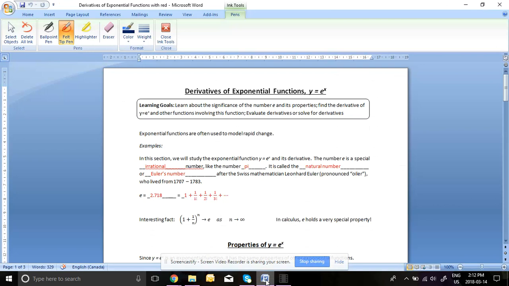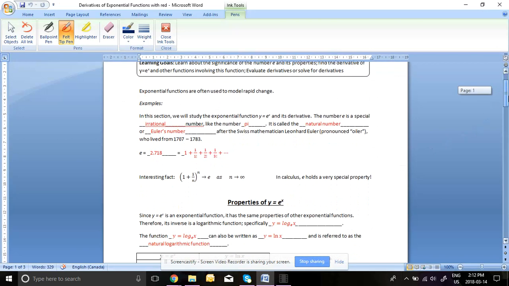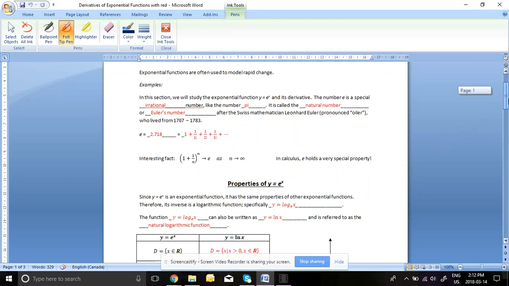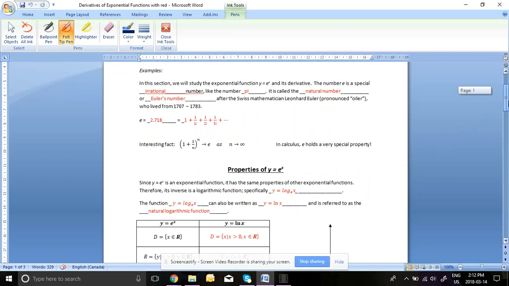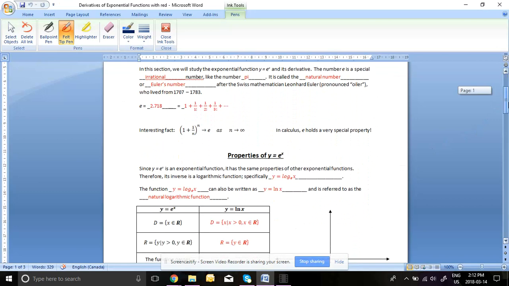Tomorrow, next lesson, you're going to learn about the derivatives of other exponential functions, anything in general. But today we're just looking at e to the x because it has a special property in calculus, okay? So let's talk about what e actually is. We all know exponential functions are used to model rapid change like population growth, bacteria growth, things like that. But in this section, we will study the exponential function y equals e to the x and its derivative.